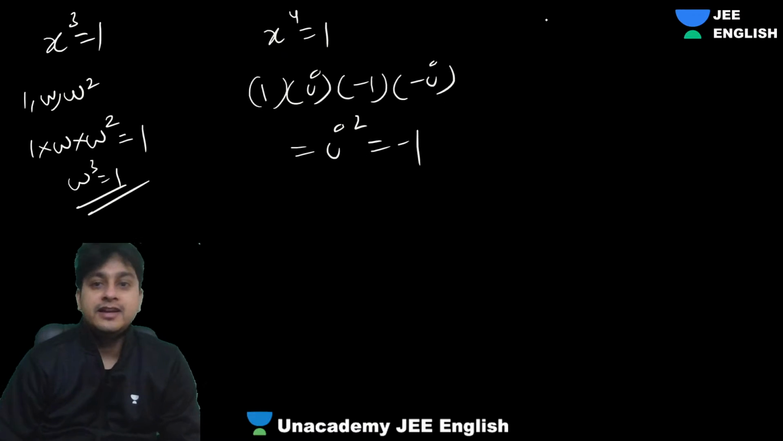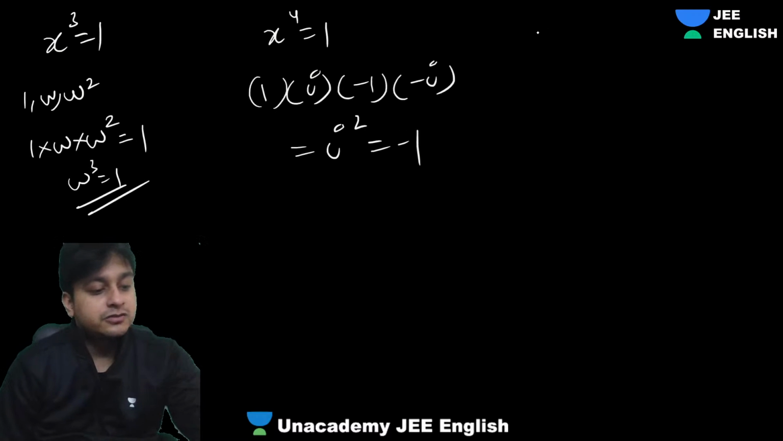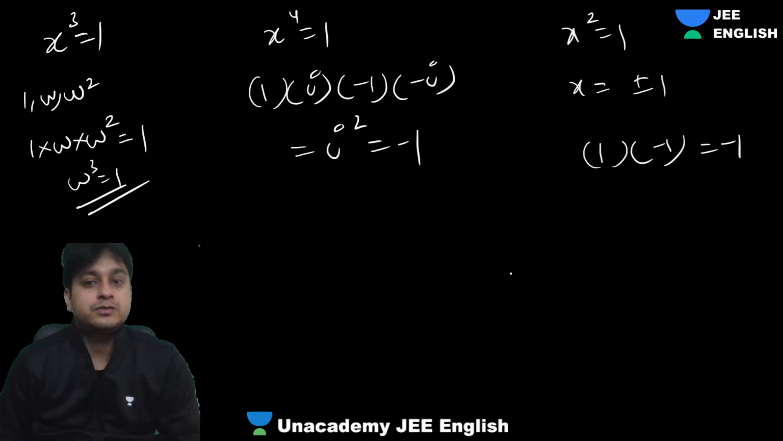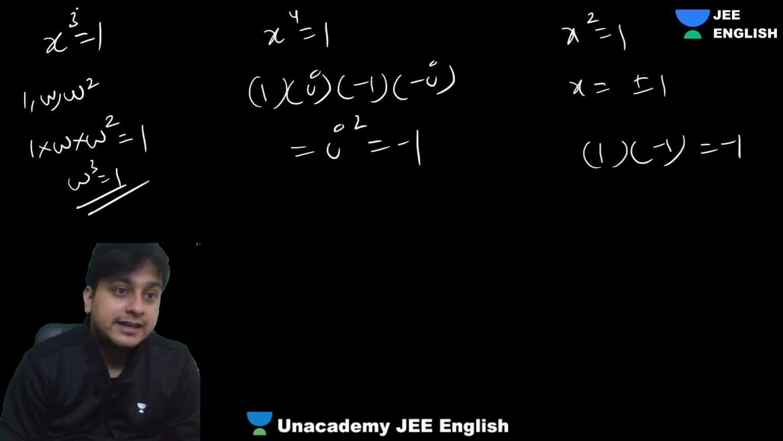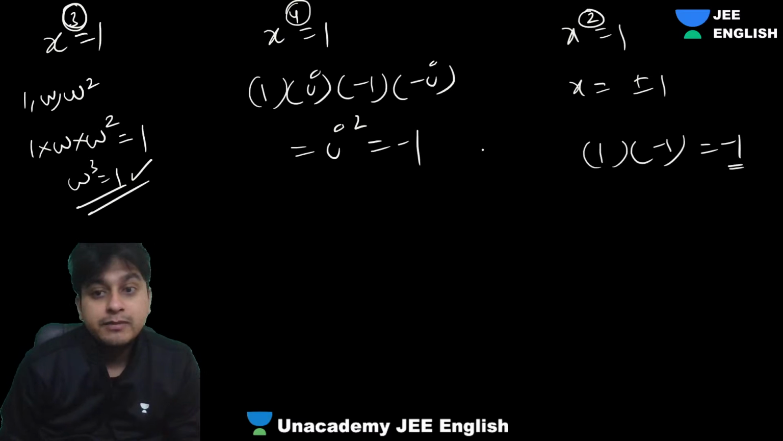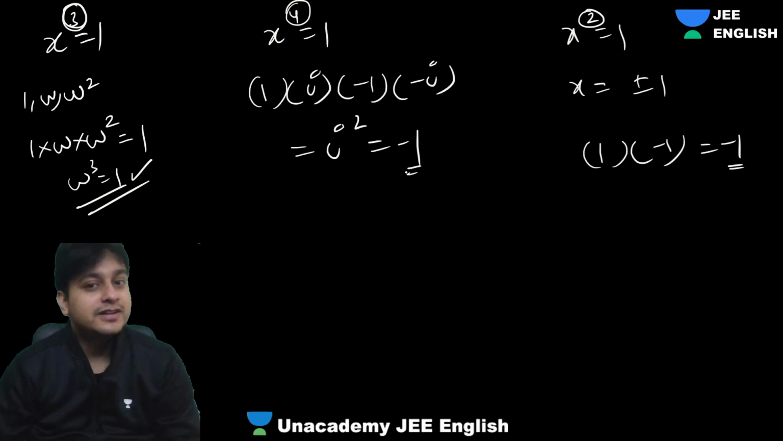Great. Achha, if you have x square equals 1, what are the roots? x equals plus or minus 1. When you multiply both 1 and -1, what are we getting? We are getting -1. So what we are seeing here is, guys, when we have odd power, we will get 1 as the product. When we have even power, we'll get -1. Understood? So that's the trick.